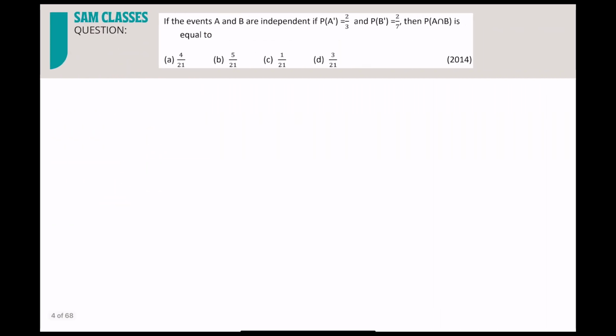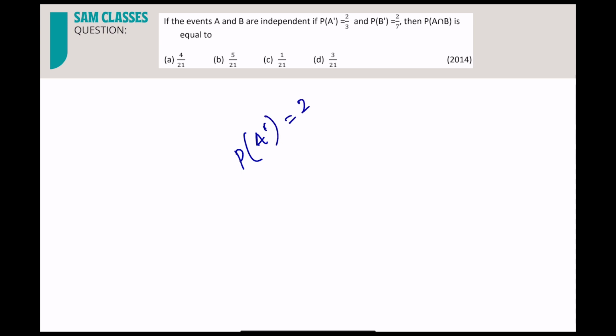Coming to the next question. If the events A and B are independent, P of A bar is equal to 2 by 3 and P of B bar is equal to 2 by 7. Fine. So see, very simple. P of A bar is what?